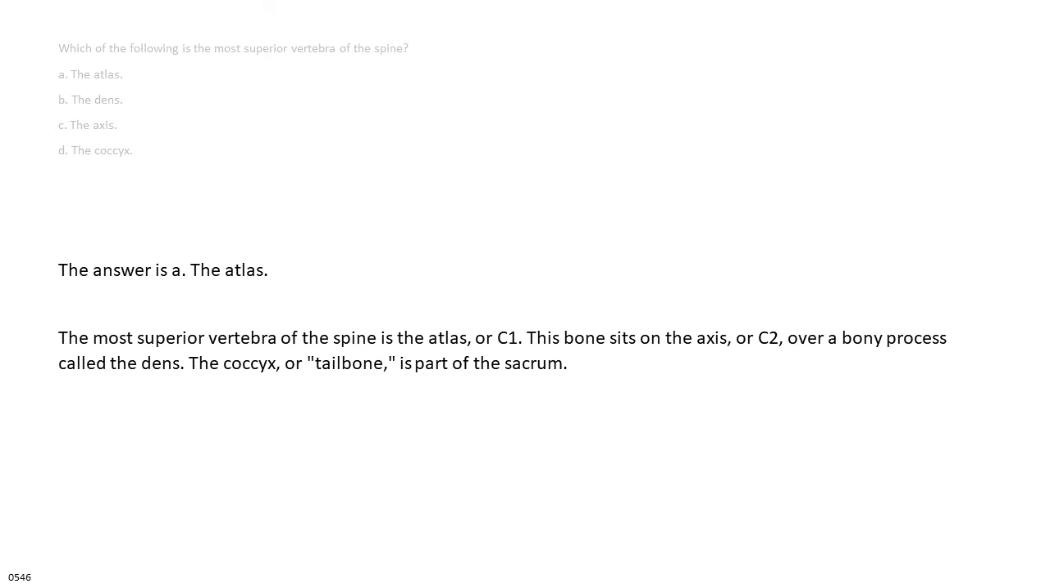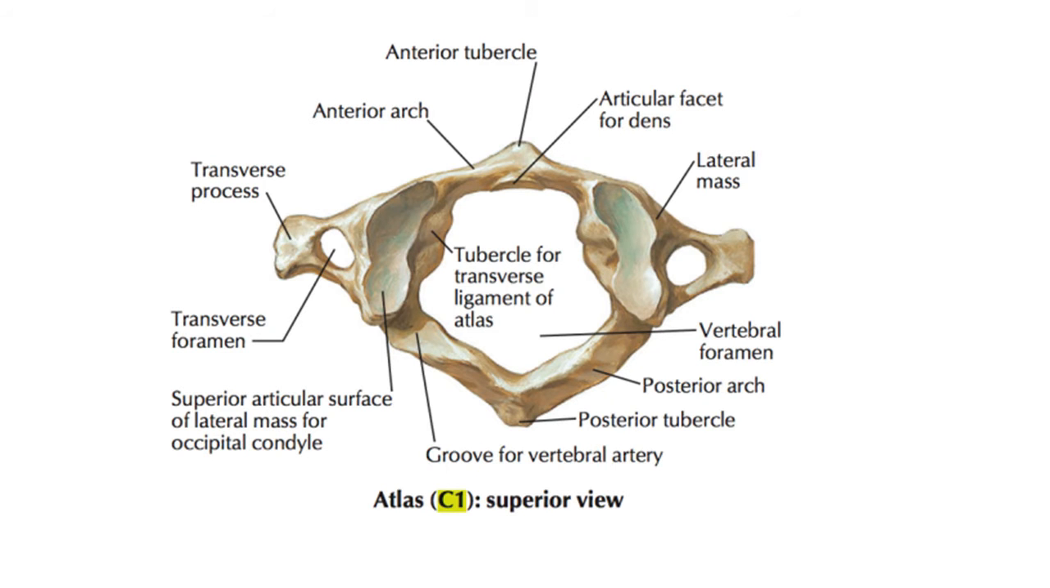The answer is A. The atlas. The most superior vertebra of the spine is the atlas, or C1. This bone sits on the axis, or C2, over a bony process called the dens. The coccyx, or tailbone, is part of the sacrum.